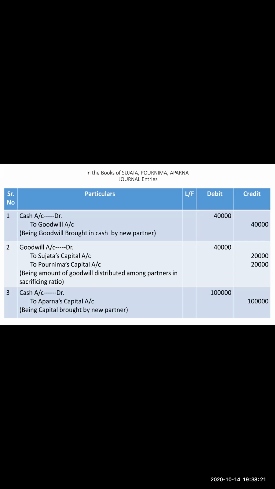So whenever a new partner brings in capital, what will be your entry? It will be cash account debit to Aparna's capital account, being capital brought by new partner. कितना capital लेकर आई है? 1 lakh. Is it clear? So we have done the two entries where the new partner has brought in the goodwill and capital. Is it clear?